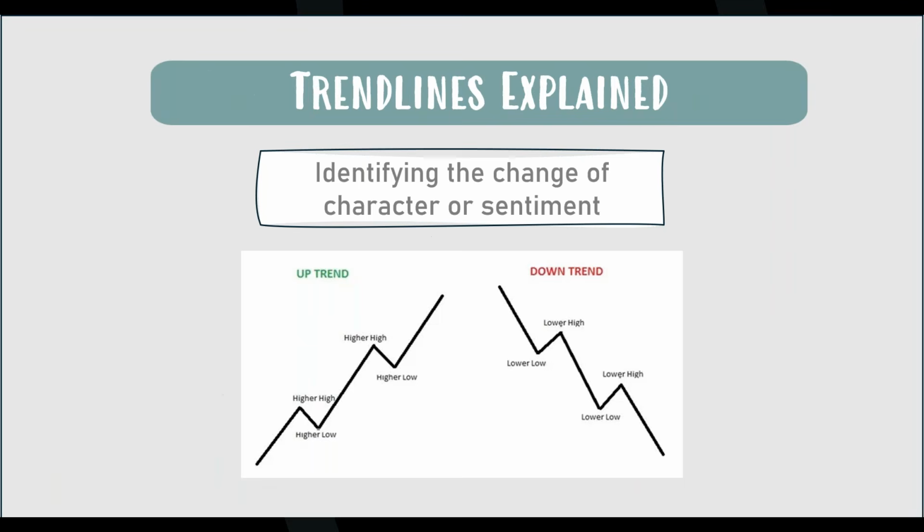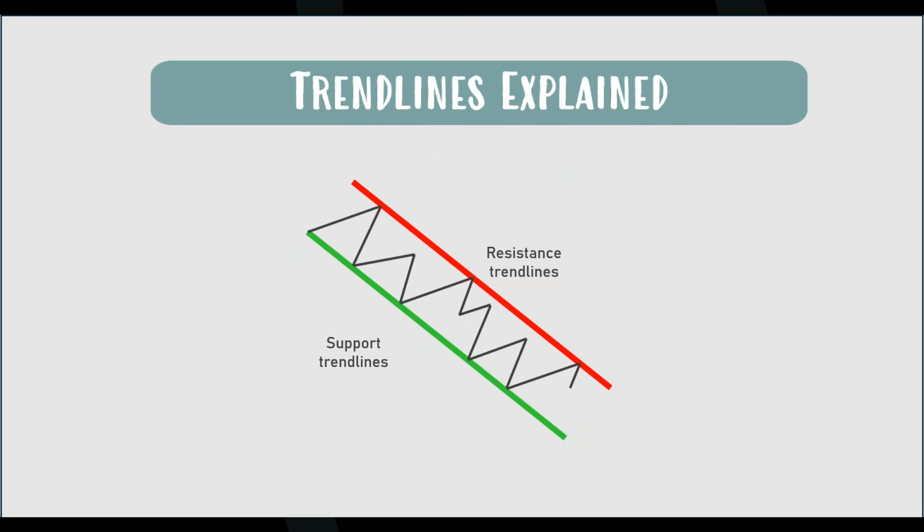When it comes to trend lines, it's simply identifying a change of character or change in sentiment. There's an uptrend and a downtrend, where you have your higher highs and your higher lows in an uptrend, and in a downtrend you have your lower highs and your lower lows. And most importantly, it's those trend lines that you draw, because I love trend lines. Without trend lines, I am completely directionless on what is really happening. And by drawing the trend lines, you actually know the end of one sentiment and the start of the next.